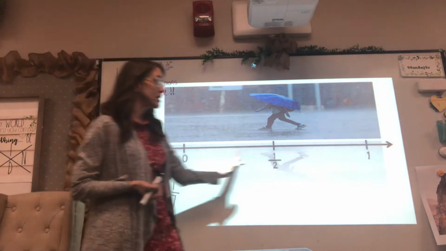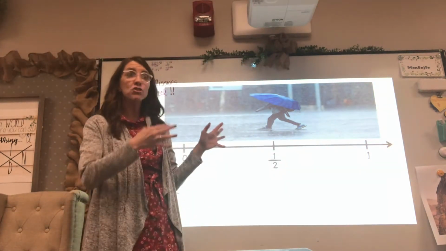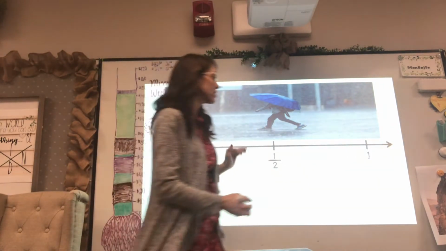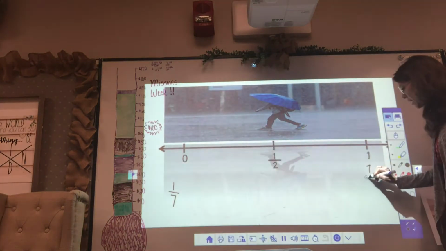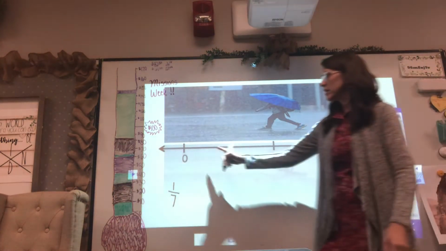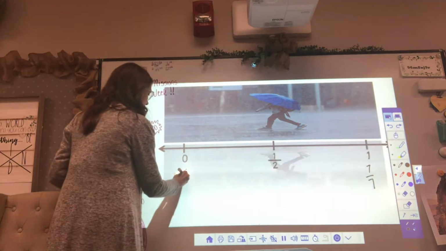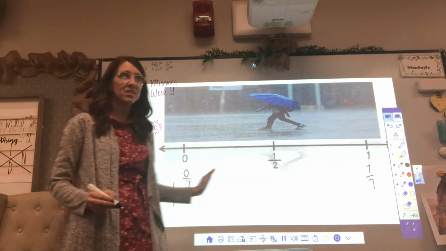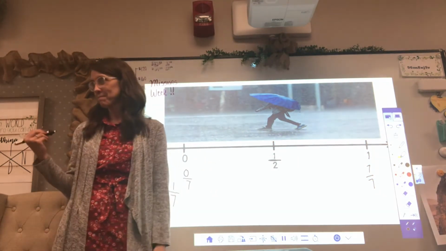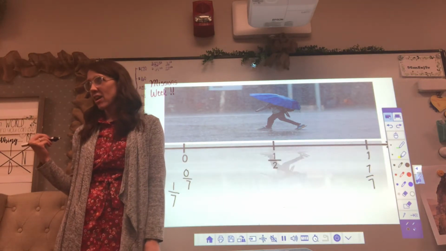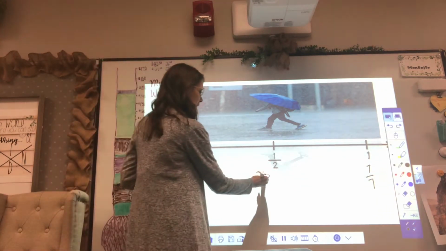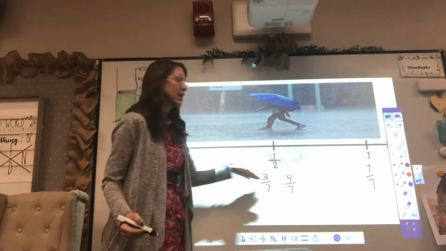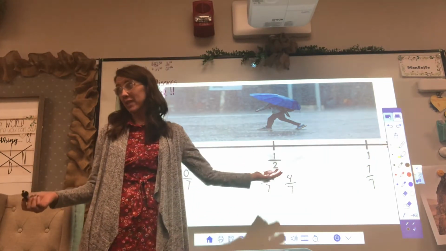So that would kind of mean you would need to take from 0 to 1, divide it into 7 equal parts, right? 1, 2, 3, 4, 5, 6, 7. 7/7 would be a whole, right? 7/7. That's a whole. How many would be right here? This would be 0/7. What would be halfway between 0/7 and 7/7? Yes. 3/7 or 4/7. Okay, right? So right here is going to be like 3/7, and right here is going to be 4/7, because the halfway point for 7 is going to be 3.5.